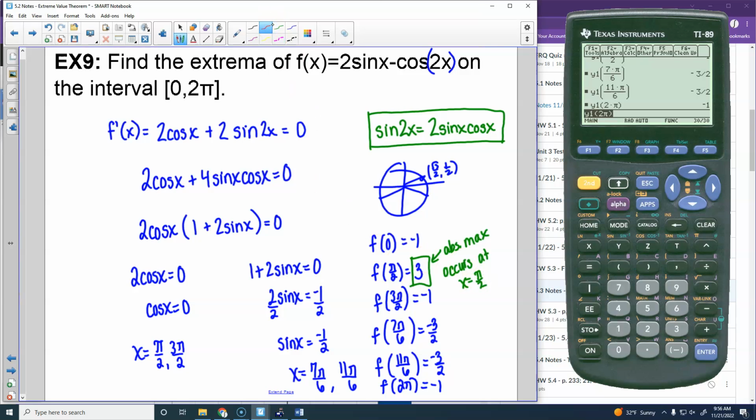My minimum actually shows up twice here, right? That -3 over 2 is my minimum. So these right here, -3 over 2, this is my absolute minimum. And it occurs at x equals 7 pi over 6 and 11 pi over 6. Okay, so I do not mind if you use your calculator to plug these back in.